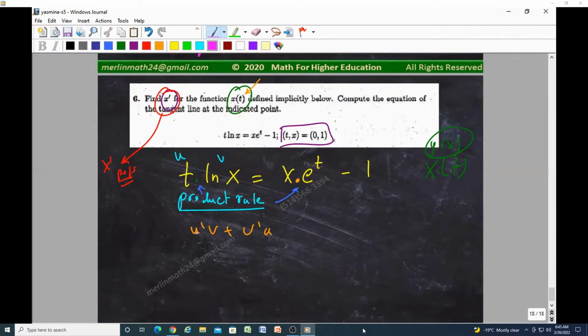So, I'm going to derive it. Go ahead. What shall I put? Deriving t is how much? So u prime v plus v prime u. What do you write?